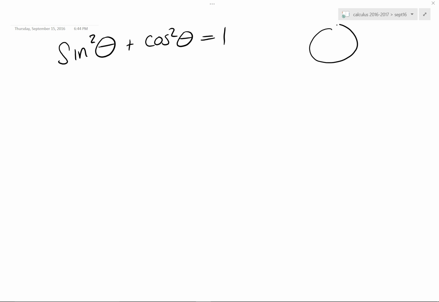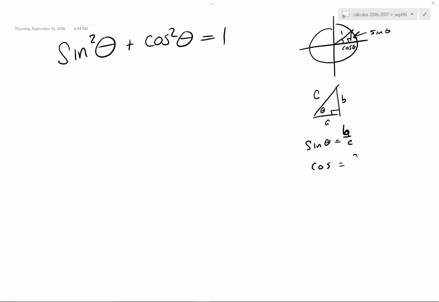Well, if you look at it from a circular trig standpoint, there's 1. This is sine of theta. This is cosine of theta. So ergo, it has to work. But it also has to work on just a regular triangle too. Think about this for a minute. Let's say this is C, and this is theta, and this is B, and this is A. So let's think about this. What is the sine of theta? It's B over C, right? And the cosine, of course, is A over C.